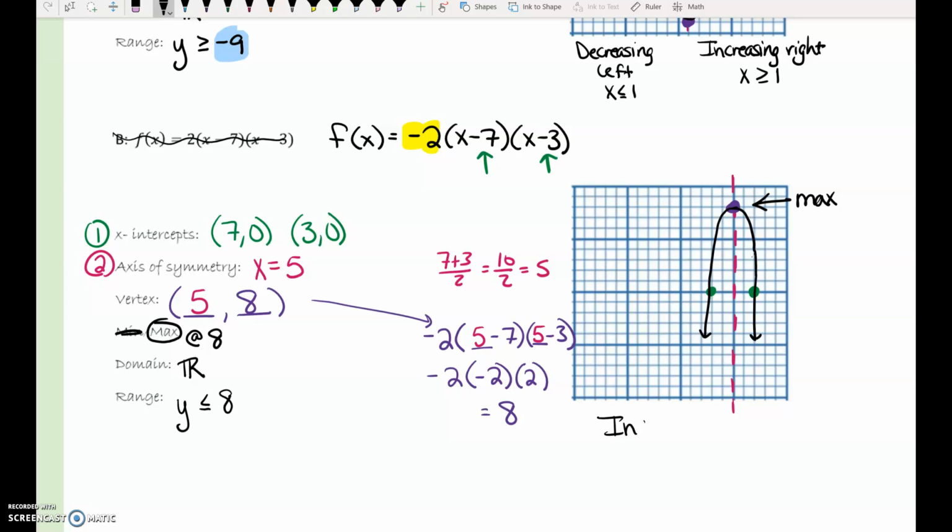This graph is increasing on the left side where our x values are smaller than 5. This graph is decreasing on the right side of the parabola where our x values are bigger than 5. We're basically just splitting the parabola down that symmetry line, deciding which side is the line going up, which side is the line going down, and then making the x values fit that.